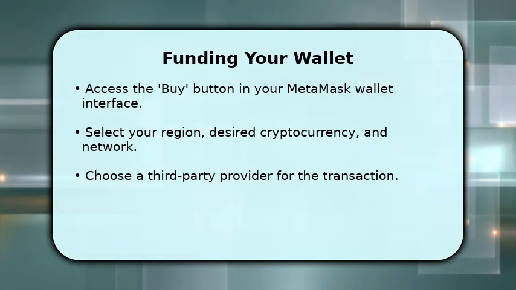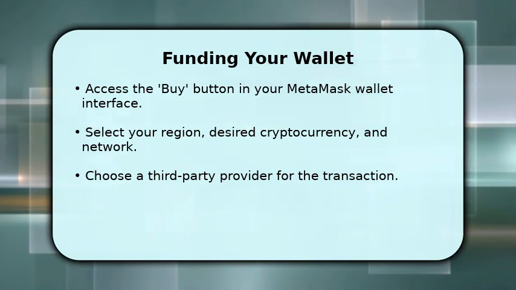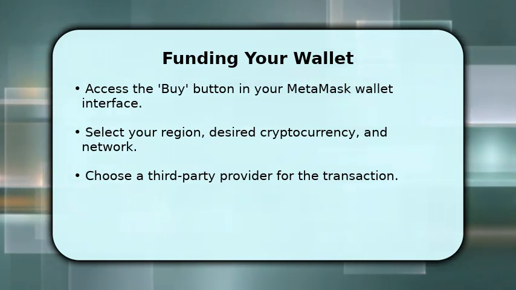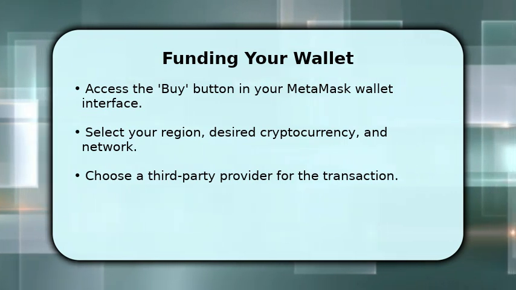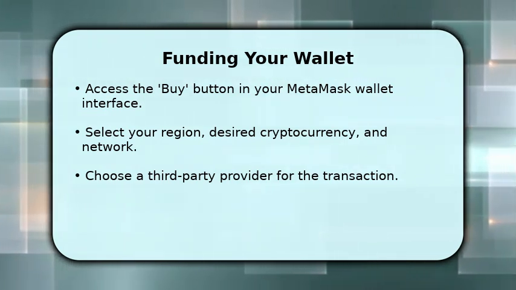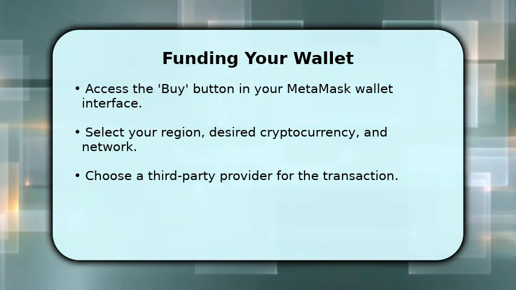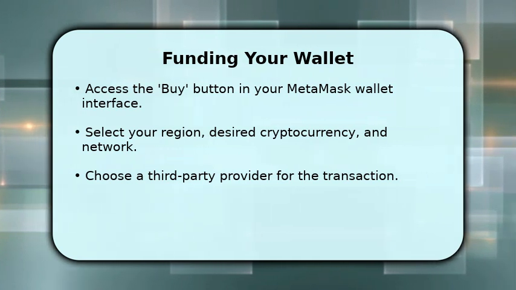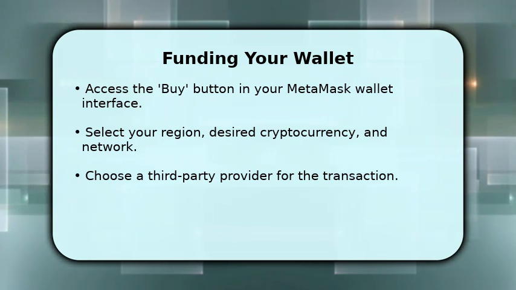To begin, open your MetaMask wallet and locate the Buy button. This will often redirect you to the MetaMask portfolio page. Next, you'll need to select your region, the specific cryptocurrency you wish to purchase, and the network it resides on, such as Ethereum. Finally, you'll choose from a list of third-party providers that facilitate these transactions.